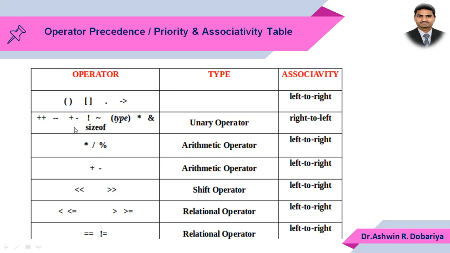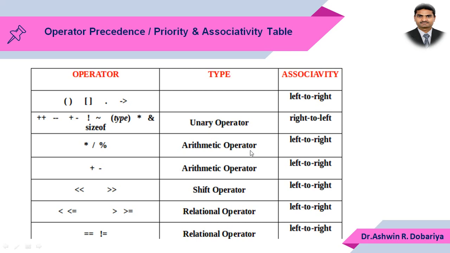After that, at the second stage, we have pre-increment, post-increment, pre-decrement, post-decrement, right? All these unary operators have the second highest priority, and unary operators generally execute from right to left. So the associativity of unary operators is right to left. Suppose we consider minus 5. Minus means negation, right? So negation will be evaluated first, from right to left.